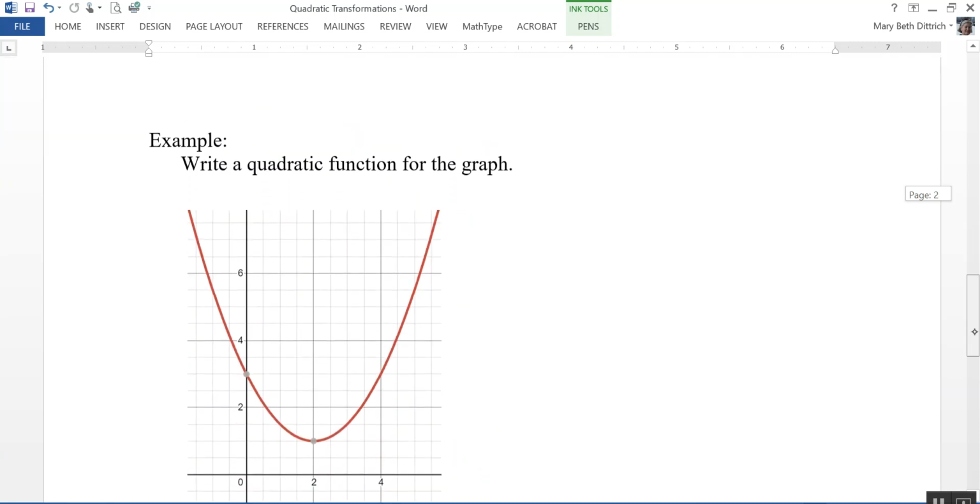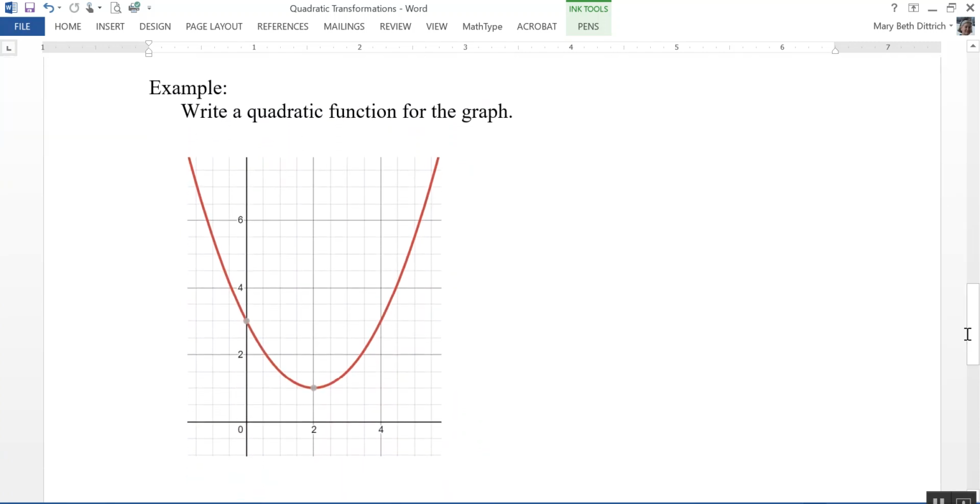Here's an example that takes it in the other direction. Here we have a graph and we need to write a quadratic function for the graph. So I need to write it in the form y equals a times (x minus h) quantity squared plus k. Well, the first thing I notice is that my vertex is the point (2, 1). That gives me my h, and that gives me my k. So y is equal to a times (x minus 2) squared plus 1.